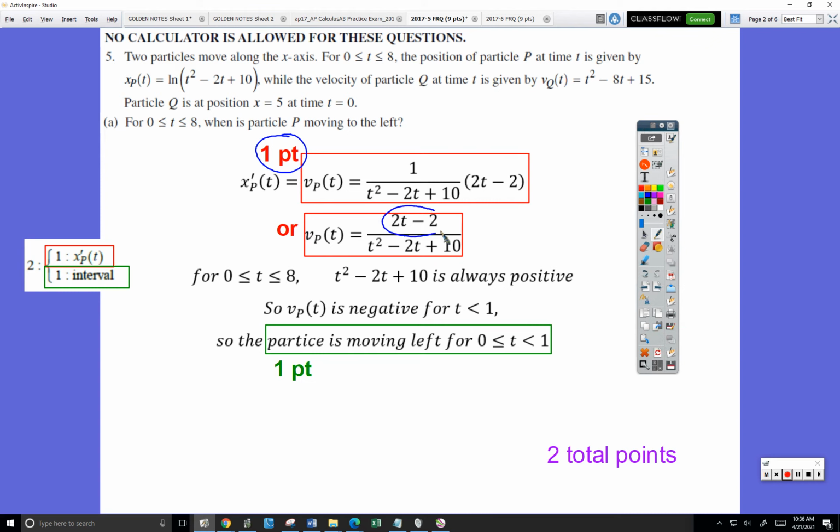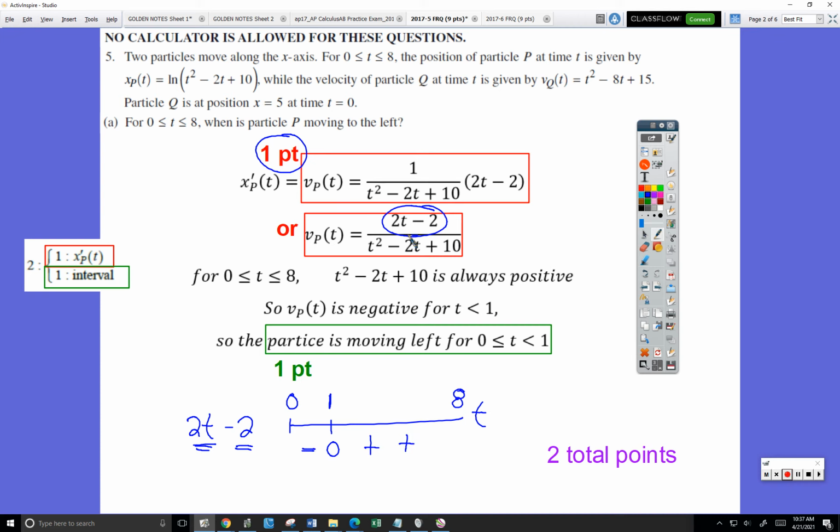Paying attention to this, probably need a sign chart of that. So we've got 2t subtract 2. I'm going from time 0 to time 8. So when time is equal to 1, this is 0, because 2 times 1 would be 2 minus 2 is 0. So then I plug in 8, I'm definitely going to get positive. If I plug in 0, I'm definitely getting negative. So now I know the answer.